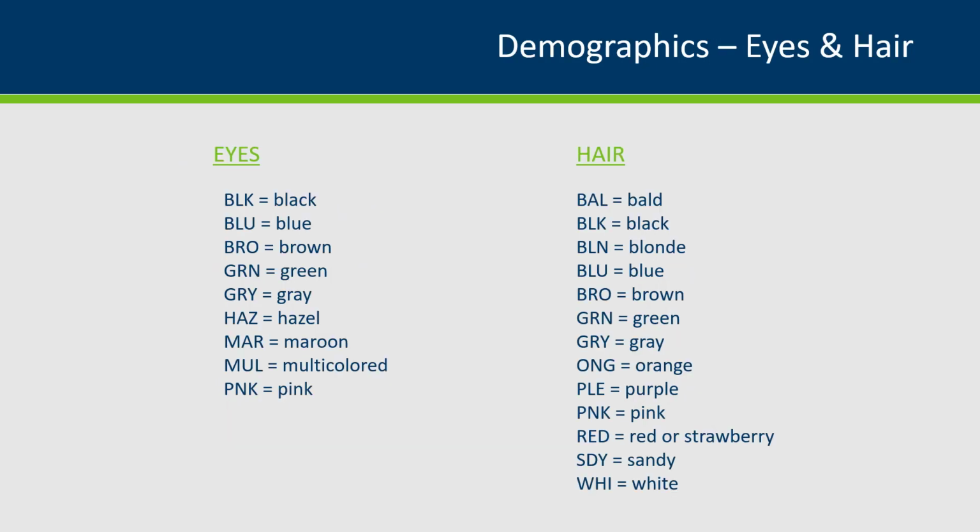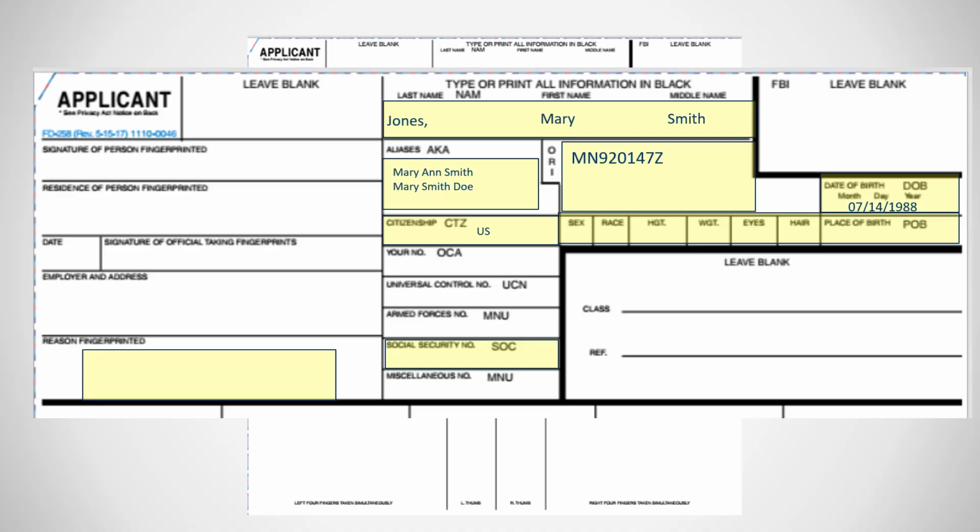Please be careful with the eye and hair color classifications. Use the 3-letter abbreviations that are shown here. Entering a B or even a BL for either the eye or hair color is going to cause a delay because we won't be able to tell which color you meant. After the demographic information has been completed, include your social security number if you have one.